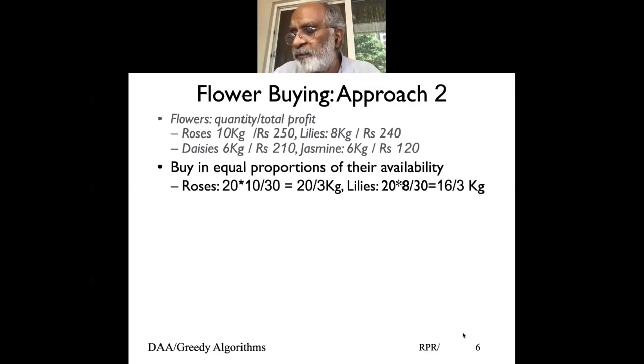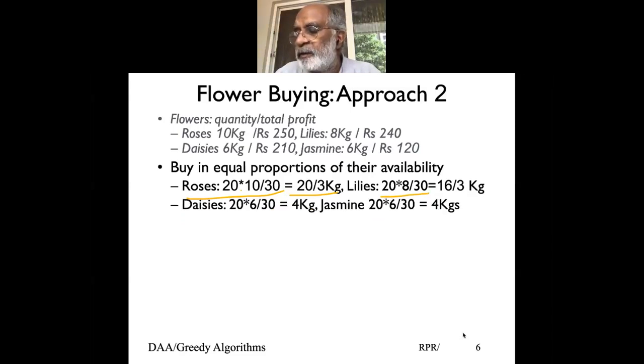So that means I buy roses 10 by 30 into 20, which is 20 by 3 kg or 6.6 kg. Lilies, I buy 16 by 3 kg. Daisies, again 6 by 30 into 20, and that means I'm buying 4 kg of daisies, 4 kg of jasmine, 5.3 kg of lilies, and 6.7 kg of roses.